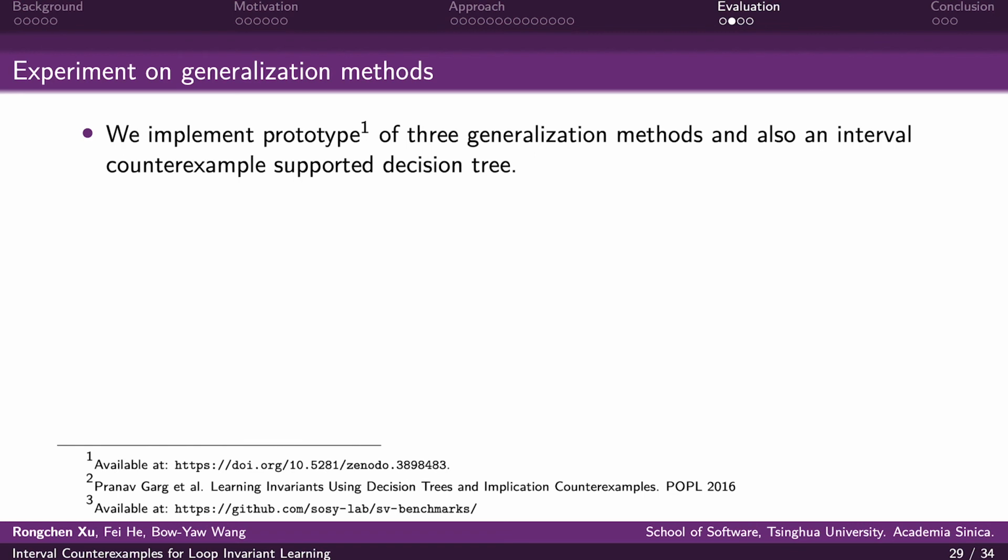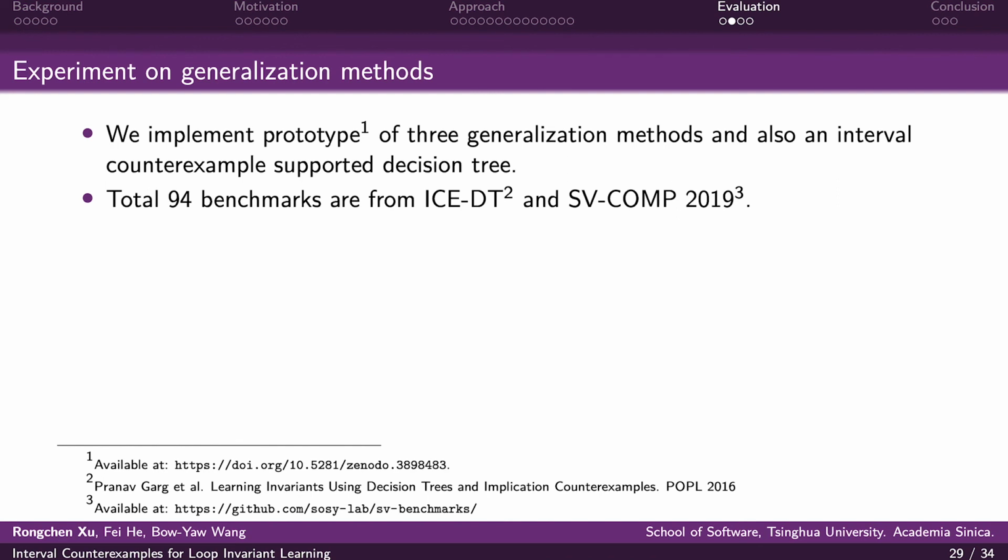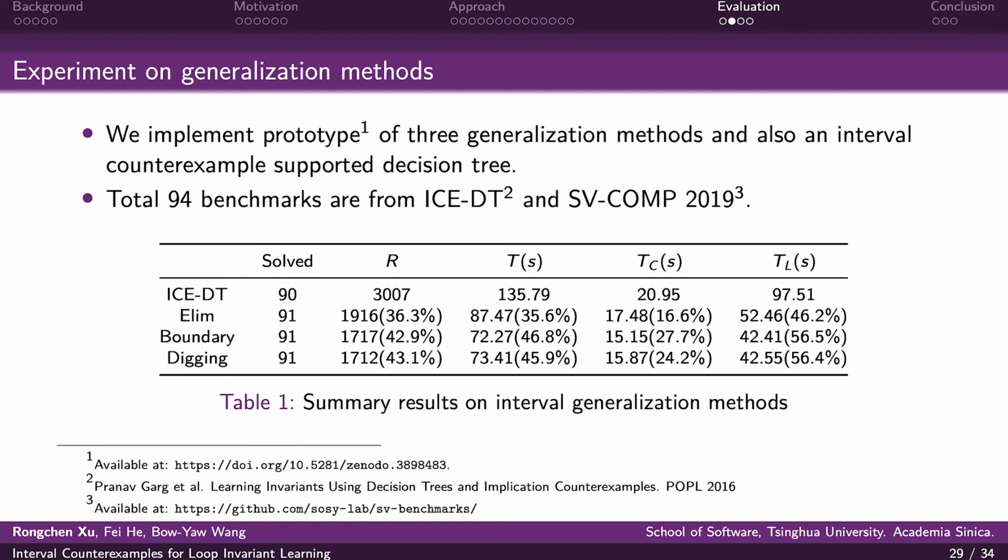Based on the existing ICE framework, we implemented 3 generalization methods for interval counterexamples and a decision tree to support the interval counterexamples. In total, 94 benchmarks come from 2 parts: 55 are from existing ICEDT tools, and the other 39 are from 3 branches related to loops in SV-COMP 2019. Our first experiment compares the performance between the 3 generalization methods we proposed and the existing ICEDT baseline.